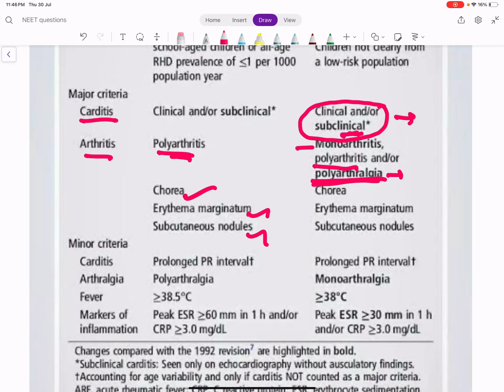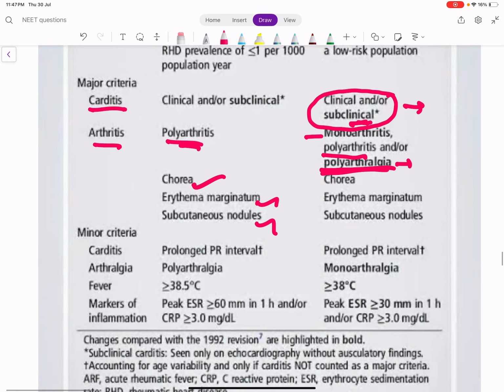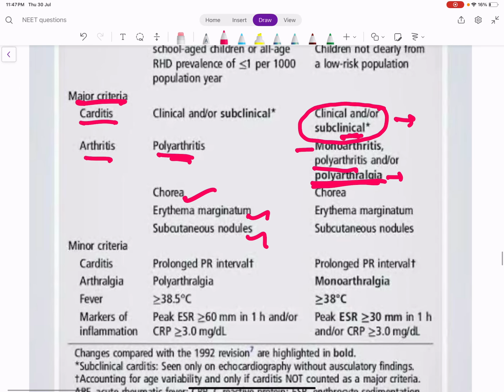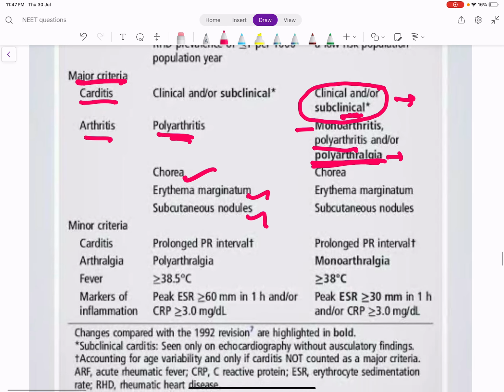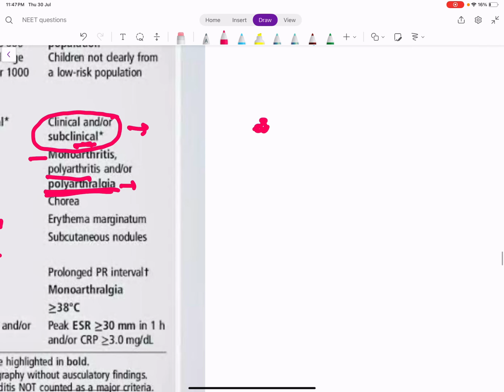And even subclinical, that is, there may be only echocardiographic evidence of valvular heart disease. So even that can be taken as a positive factor. So these can come in as clues. There should be 1 major plus 1 minor, or 2 major, or 1 major plus 2 minor criteria, plus there should be supportive evidence of group A beta hemolytic streptococcal infection, either in the form of ASO titer, or a positive throat swab culture.